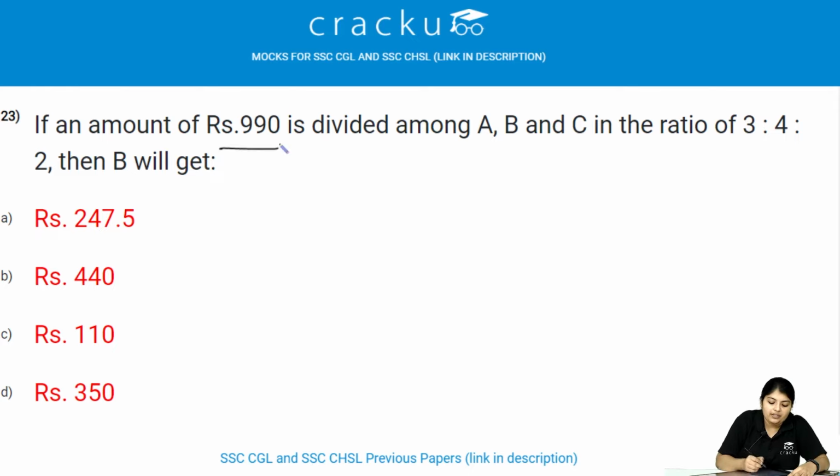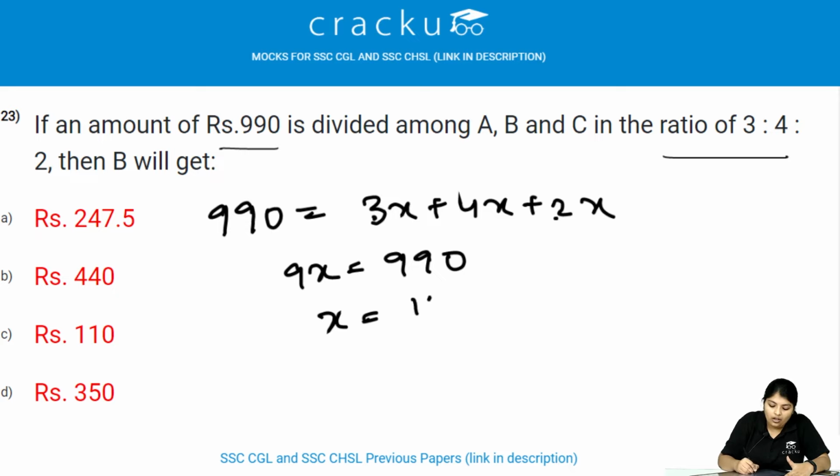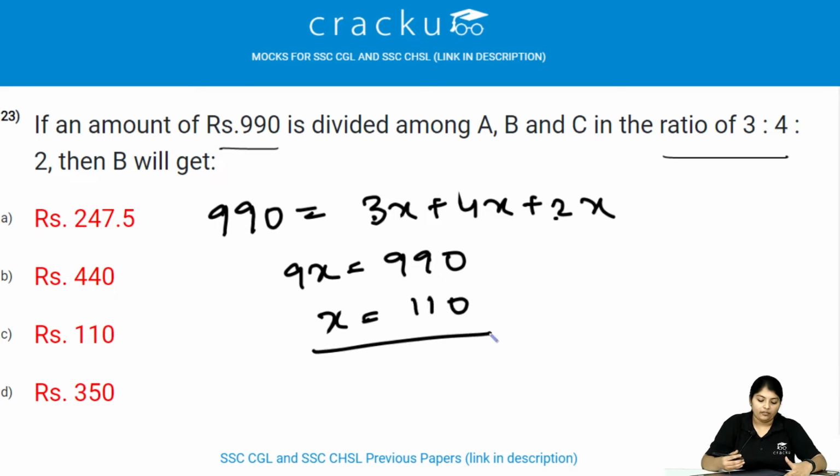If an amount of rupees 990 is divided among A, B, C in the ratio 3:4:2, then B will get. See here, 990 is divided among A, B, C in the ratio of 3:4:2. Let A, B, C get 3x, 4x and 2x. So the sum is 990. From this we can find x. 9x is equal to 990. X is equal to 110. So we know the value of x.